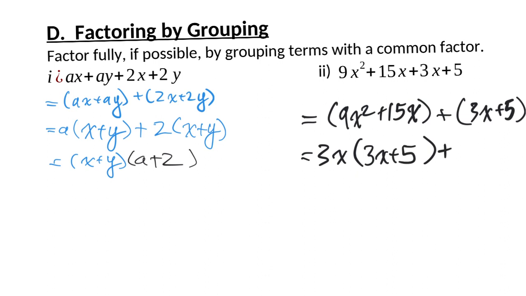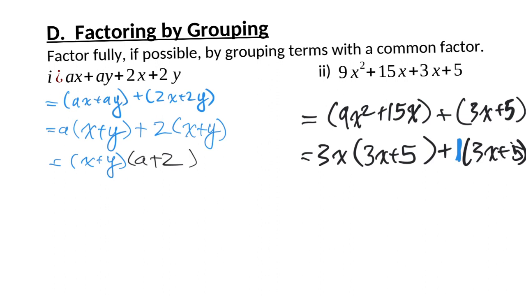You notice I got a 3x plus 5 over here, right? What is understood to be in between this plus and this bracket? A 1. Excellent. A 1 is what we expect to be there. So we just put it in.